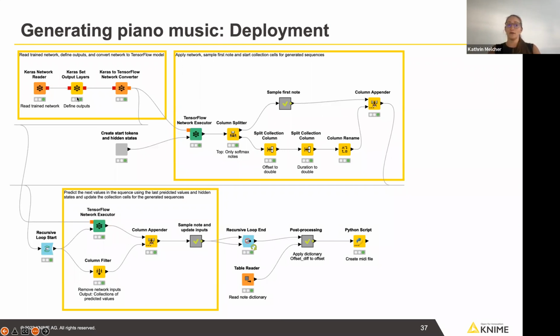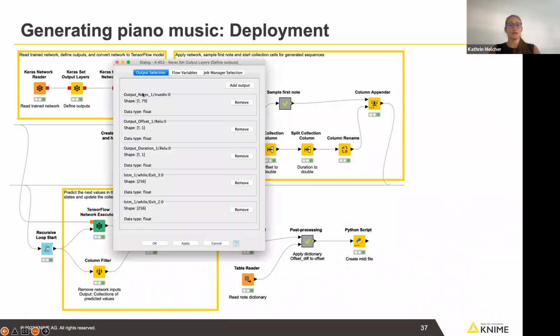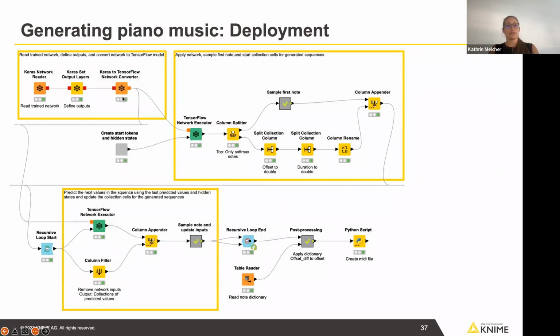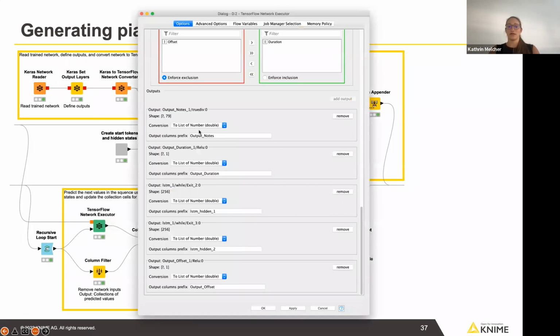Here, I read my trained model. I then use this Keras Set Output Layers node to define all my outputs. And in this case, I want to get the probability distribution. This is why I have output nodes, the offset, the duration, and in addition, also the 2 hidden states. Then I convert everything into a TensorFlow network model, because this is a bit faster during prediction. And then I create here my start token and the hidden states. And then I make my first prediction here in the TensorFlow Network Executor node.